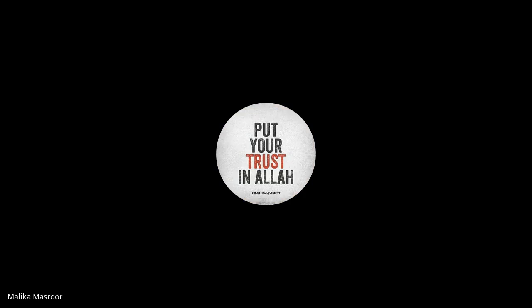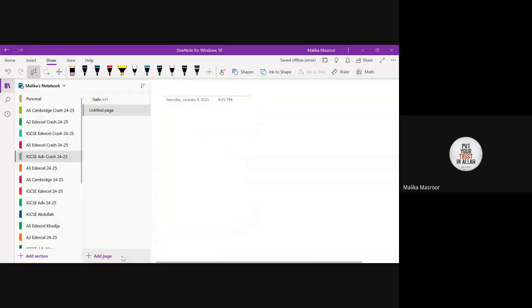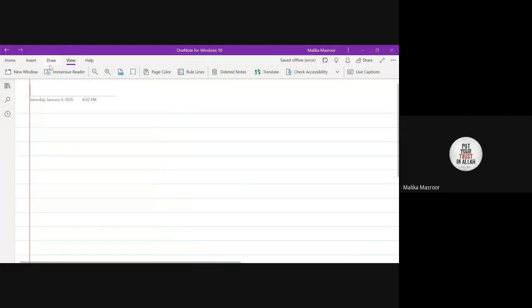Alright, today our discussion will be starting from chapter 2, cells. Yesterday we finished off chapter 1, so we are starting off with chapter 2 today. Alright, let's start. Chapter 2, cells.